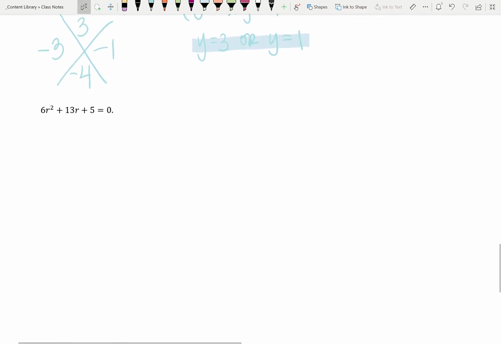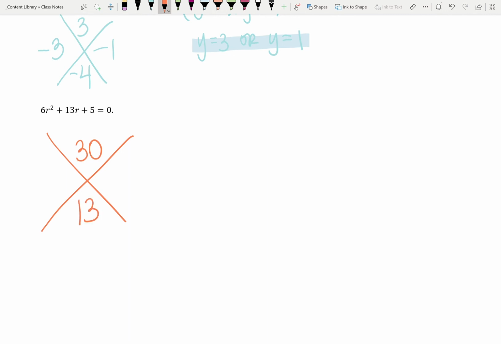And we'll look at one more example. My GCF, is there one? 13 and 5 are prime, so there is no GCF, but I can factor. On the top would be 6 times 5, which is 30, and on the bottom would be 13. So these two numbers, 6 and 5 don't work, but 10 and 3 do. Everything's positive, so that's pretty nice for us.